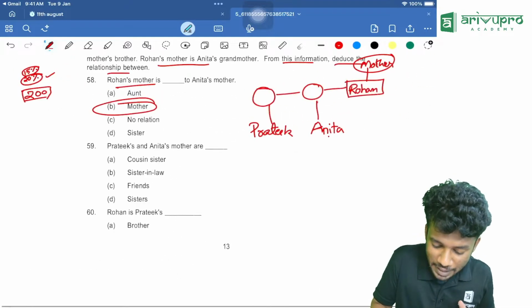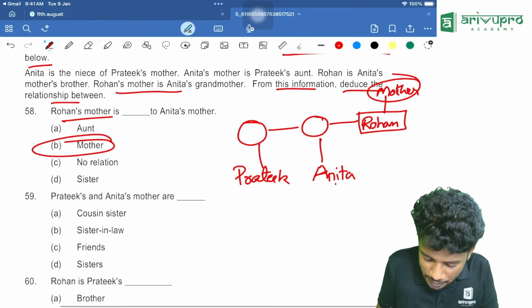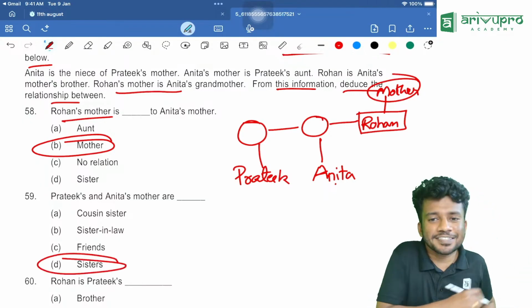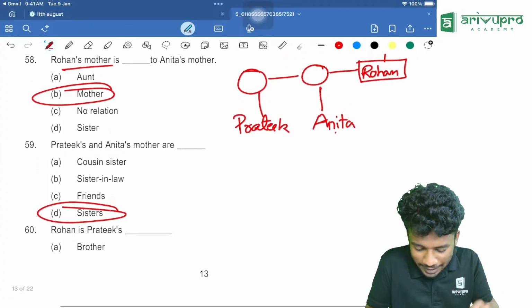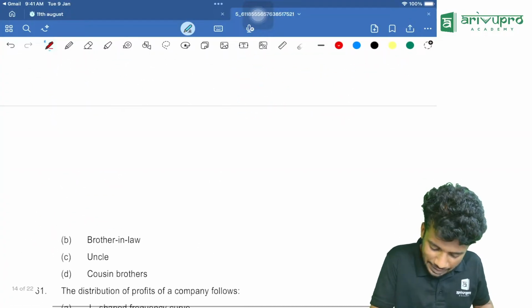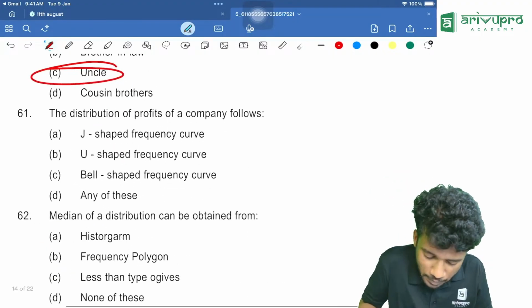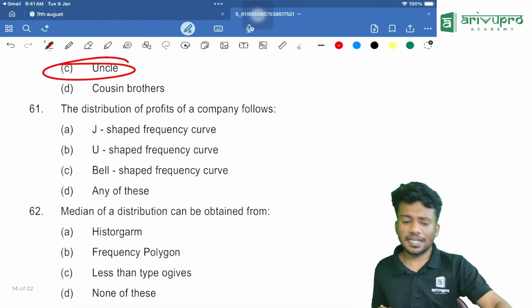Keep that in mind. Now, Pratik's and Anita's mothers are what? Are they friends? No, they are sisters. Then what is given? Rohan is Pratik's what? Pratik's uncle. Okay, that is option C. Next one. We are going towards statistics.